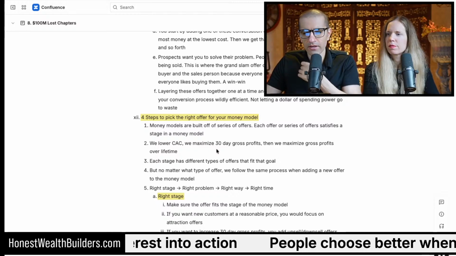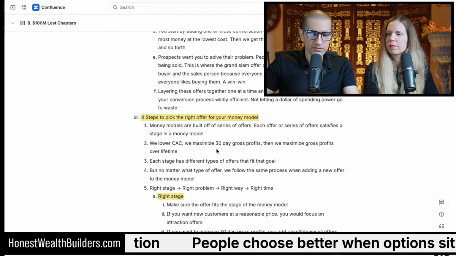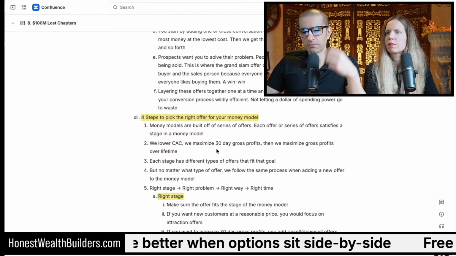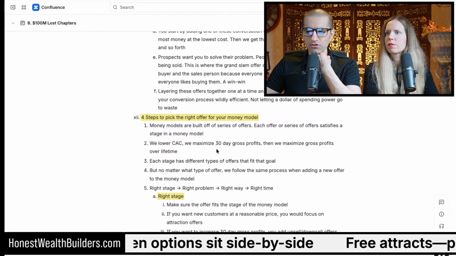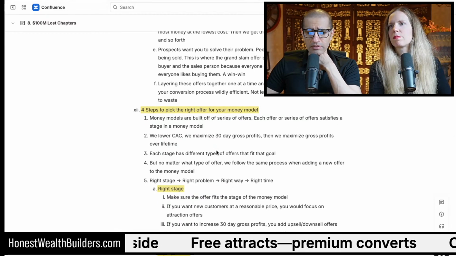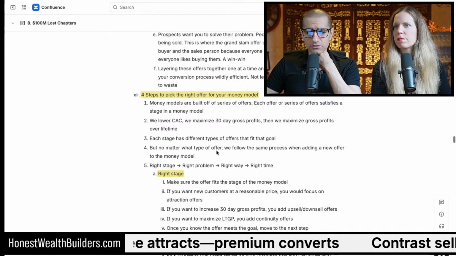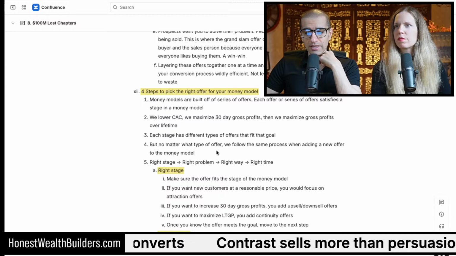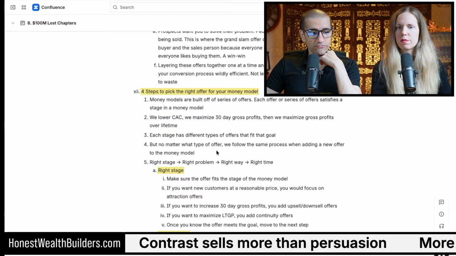So today we are looking at 4 steps to pick the right offer for your money model. Money models are built off of a series of offers. Each offer or series of offers satisfies a stage in a money model. We lower CAC, cost to acquire a customer. We maximize 30-day gross profits, and then we maximize gross profits over lifetime.